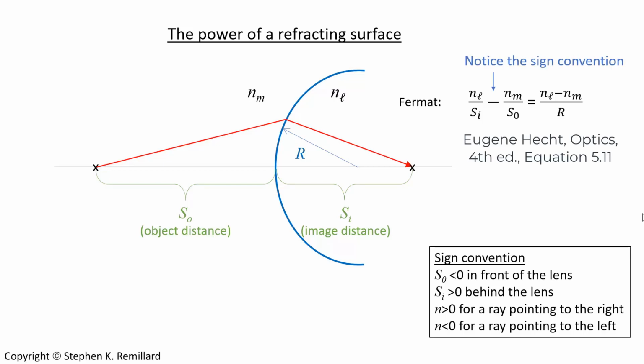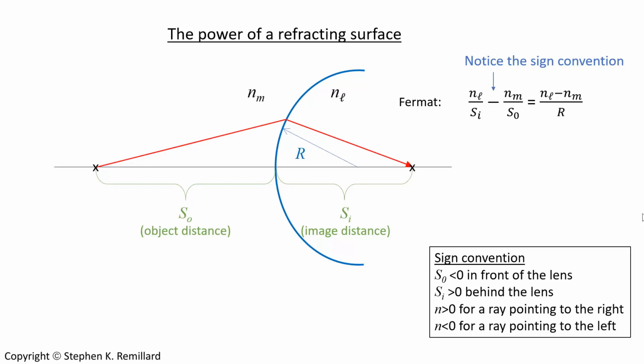Something that's different from a lot of optics textbooks is the sign that you'll find right here. You'll find a plus sign in most textbooks. And the reason why is because in optical design, a sign convention is adopted that's perhaps a little different from that used by other folks working in optics. The object distance is taken as negative when it's in front of the surface. The image distance is taken as positive when it's behind the surface.